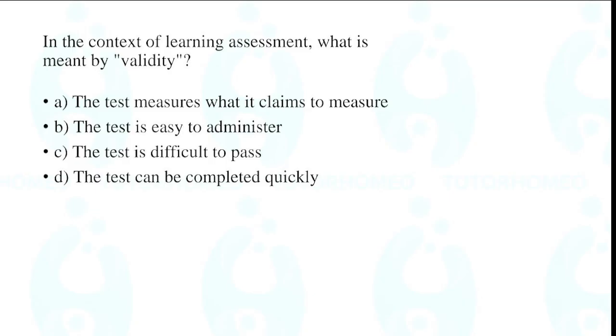Okay, what does it claim to measure? It is an assessment, right? Assessment accurately, and it measures the intended learning outcomes. Okay, there might be some objectives which are set, after which, at the end of the class, this objective should be met. So validity is going to measure whether the learning outcomes are actually the ones which we have thought about. Okay, so the answer is the test measures what it claims to measure.